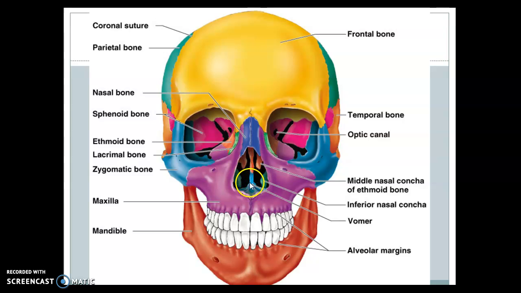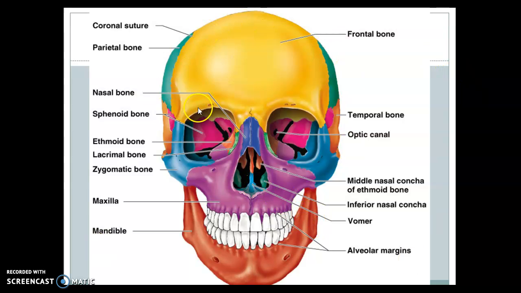So here's your vomer. Right here. This is the vomer right here, and this coming down here is the ethmoid bone, and these green ones on the side, those are the inferior nasal conch bones. So that's the inferior nasal conch. This is ethmoid, which we're going to look at in a second, and that's the vomer.